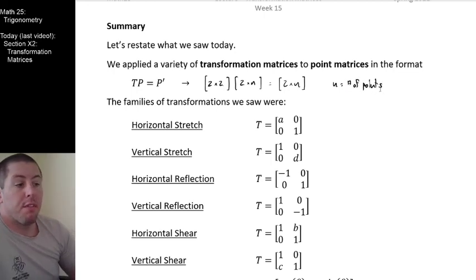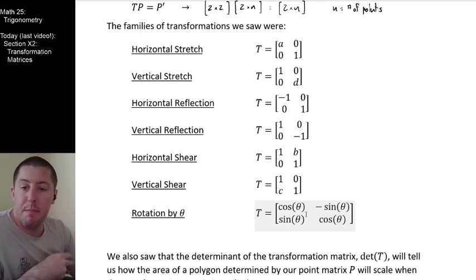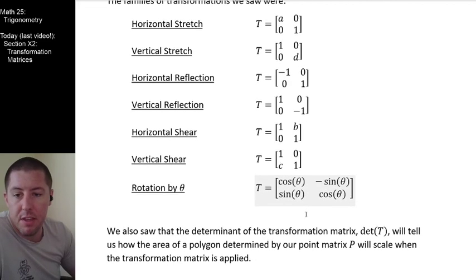Right. All the families of transformations that we saw today are here, right? We saw horizontal stretches, vertical stretches, horizontal reflections, vertical reflections, horizontal shears, vertical shears, and rotations by theta, which was kind of like our goal for this week, is to see how can we implement rotations of entire geometric shapes in space with a matrix operation, and here it is. This is how this is being computed. For every movie that you watch with CGI, when they're rendering all that stuff, they're performing all of these matrix transformations under the hood on the stuff that you're seeing.